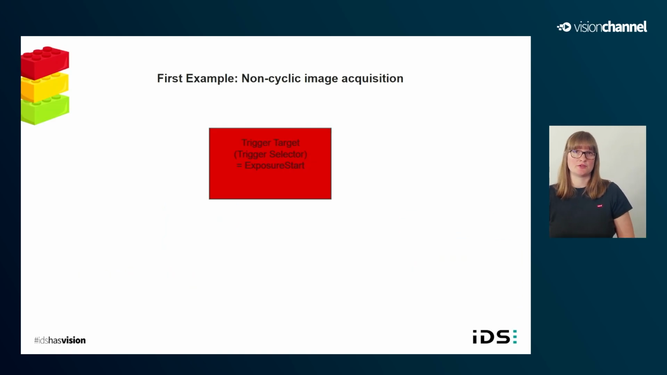So how do we need to configure this scenario in the IDS Peak software? I have prepared a short schematic we can look at before switching to the IDS Peak software. Let's have a look at our already familiar scheme of trigger targets, the trigger configuration, and the trigger source. Our trigger target is exposure start, as we want to start the acquisition of an image with our trigger.